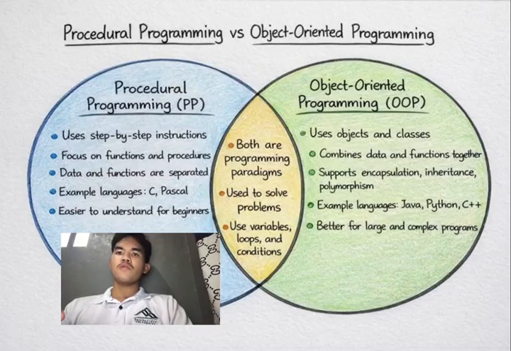In conclusion, procedural programming is simpler and step-based, while object-oriented programming is more organized and suitable for complex applications.